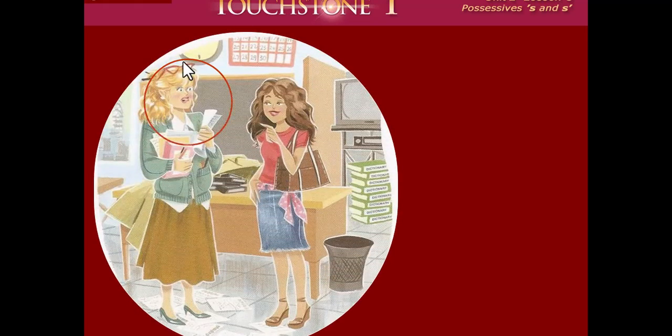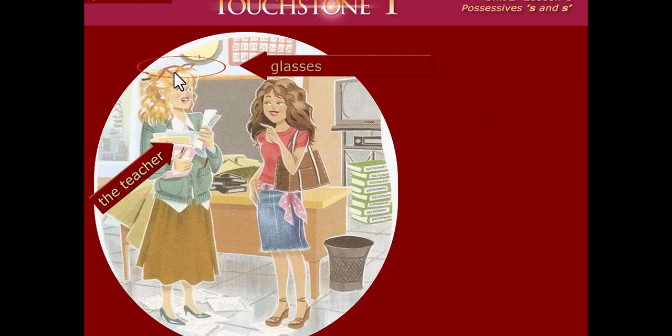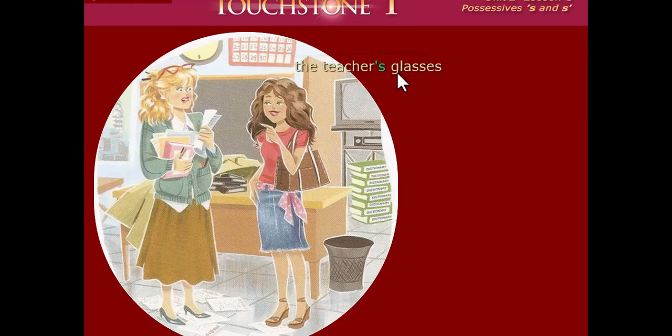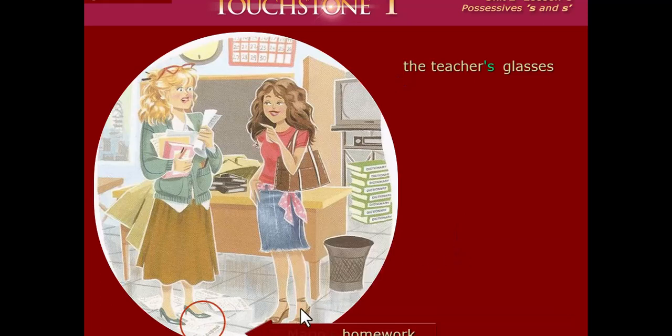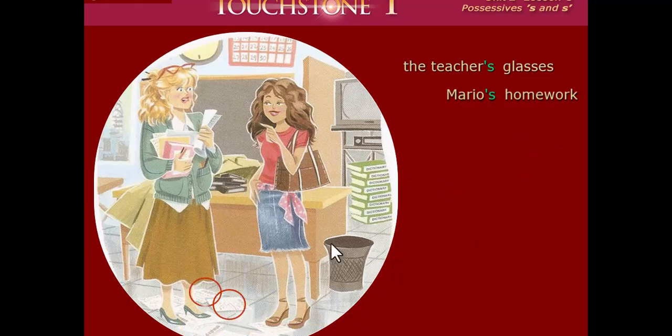So here we have the teacher. What else can we see here? Glasses. So the teacher's glasses. The glasses belong to the teacher. The teacher's glasses. So this is a homework. Mario's homework. What else? We have papers here. Three students, in this case, three students' papers, okay?